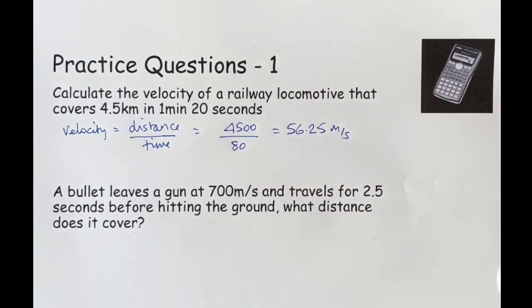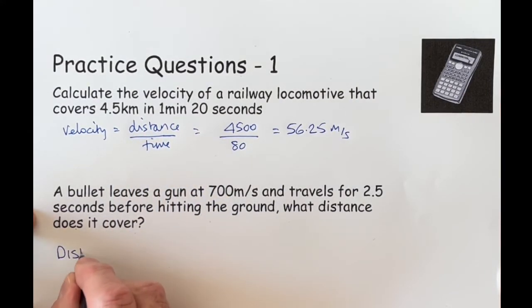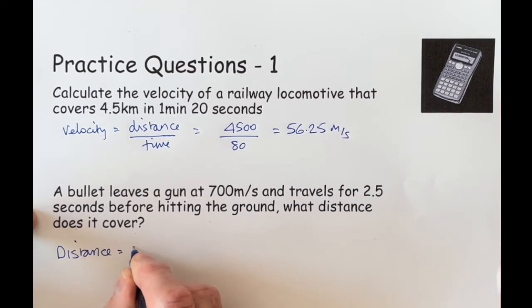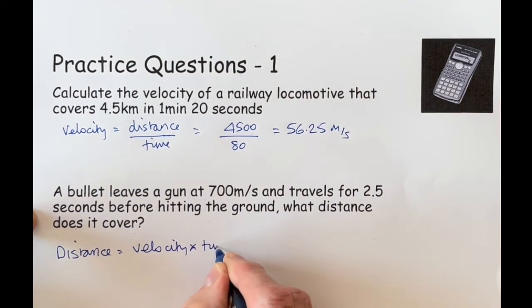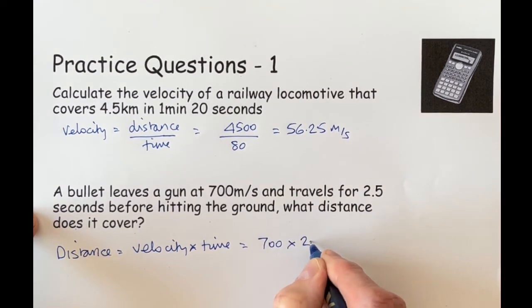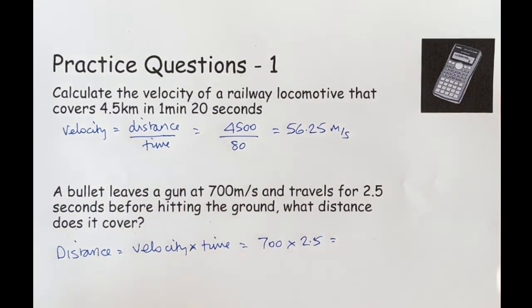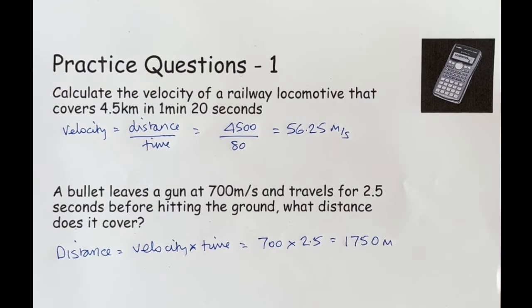Okay, second one. A bullet leaves a gun at 700 metres per second and travels for 2.5 seconds before hitting the ground. What distance does it cover? So we can use this equation here and rearrange it so distance equals velocity times time. And this is to say 700 times 2.5 equals 1750 metres, or 1.75 kilometres.